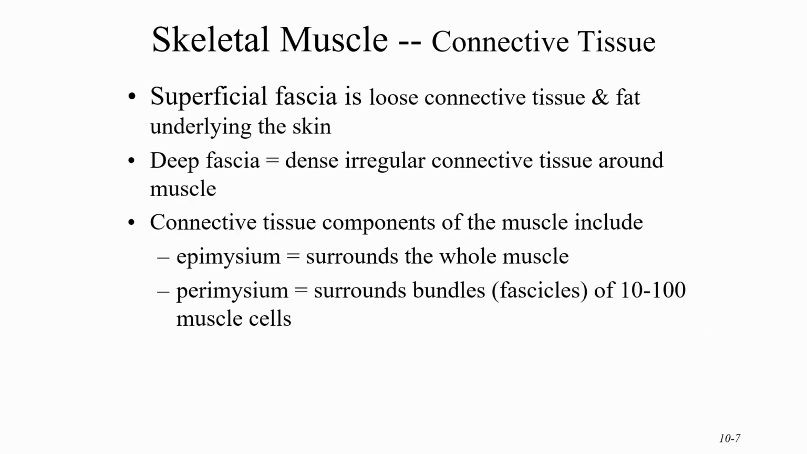Then we have these bundles of muscle fibers that are called fascicles. And by the way, when I say muscle fibers, that's synonymous with muscle cells. So muscle cells, muscle fibers means the same thing. Okay? And so these fascicles are made up of bundles of 10 to 100 muscle cells or muscle fibers. And what surrounds them is the perimysium. Peri means around. Think of perimeter. Perimeter is like around the outside. Okay, the perimysium is surrounding the outside of these bundles.